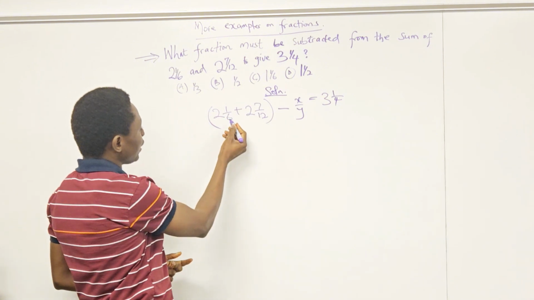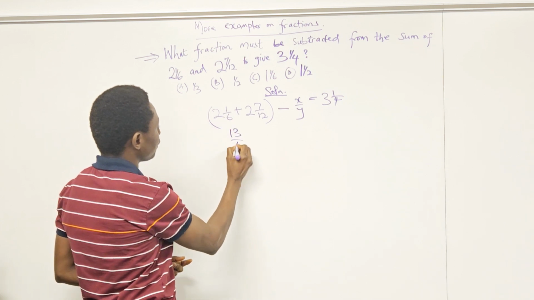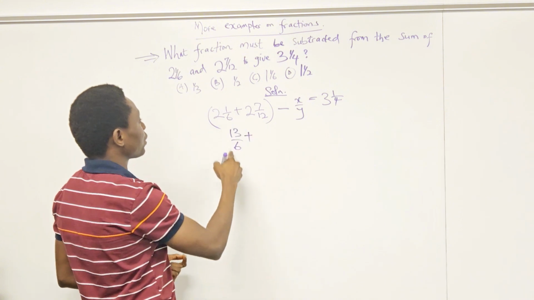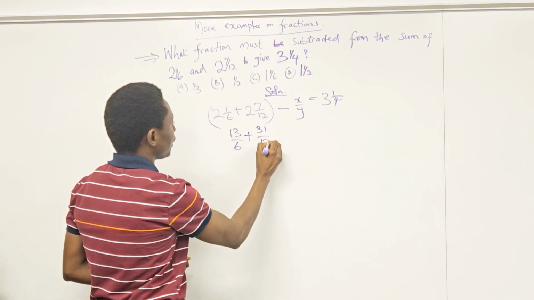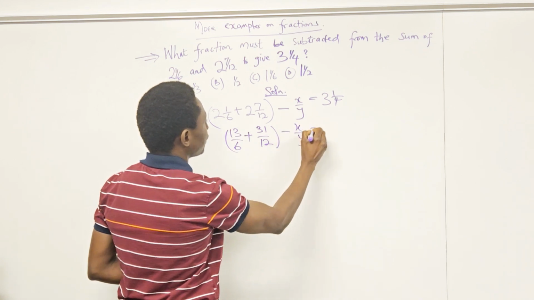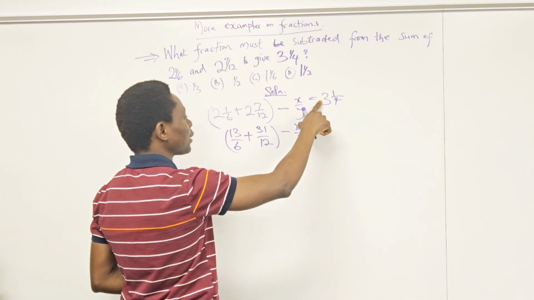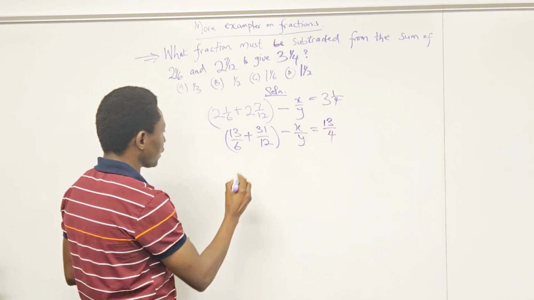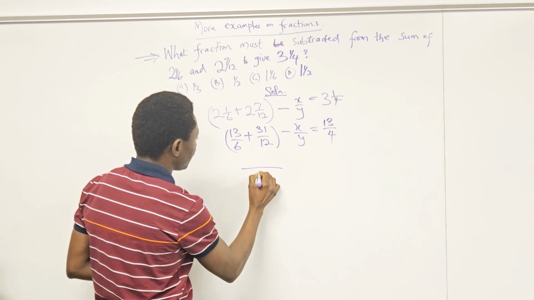So 6 times 2 gives us 12 plus 1, that's 13 over 6, plus 12 times 2 is 24, plus 7, which is 31 over 12, minus the unknown fraction. Converting this to an improper fraction gives us 4 times 3, 12 plus 1, 13 over 4. Now, the LCM of 6 and 12, let's perform this addition.